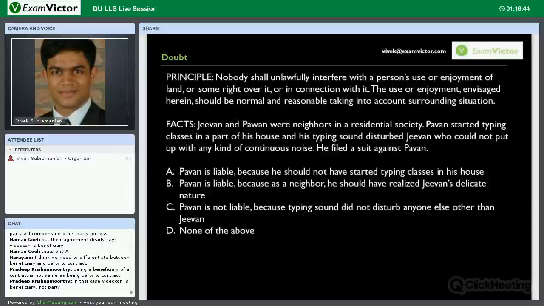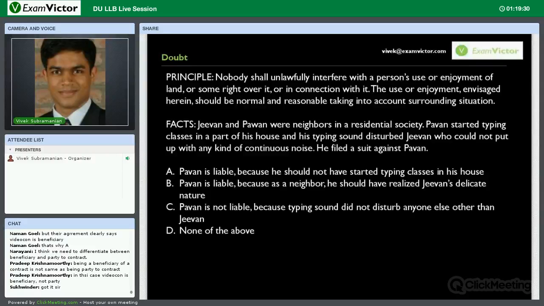Moving on to the next. The principle is nobody shall unlawfully interfere with a person's use or enjoyment of land or some right over it or in connection with it. So there should be no interference with the person's use or enjoyment of his land or the rights over the land. Right means right of passing, right of cultivating, right of using, etc. The use or enjoyment envisaged herein should be normal and reasonable, taking into account surrounding situation. So now this is not absolute. This right of use, this right of enjoyment is not absolute, but it should be reasonable, and reasonableness is to be considered taking into account surrounding situation.